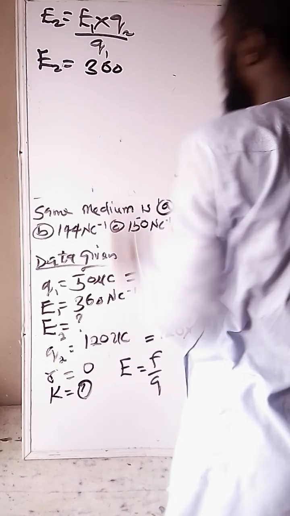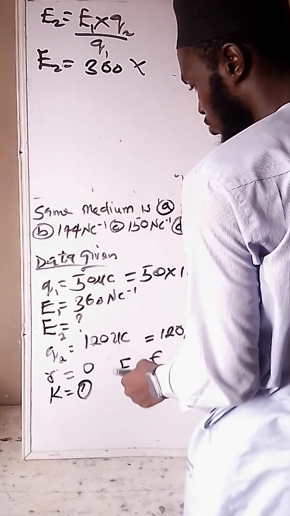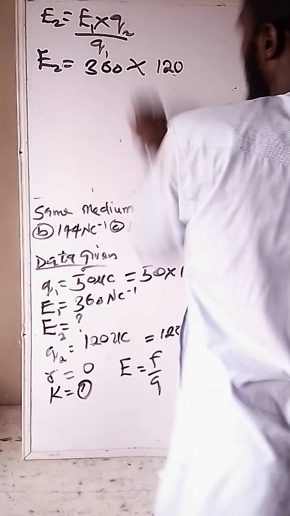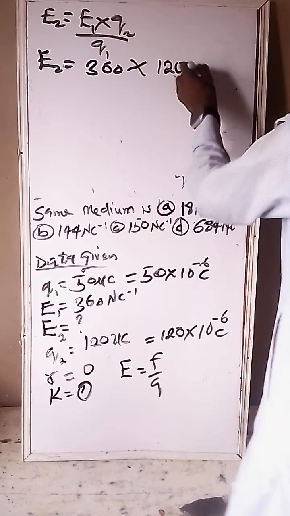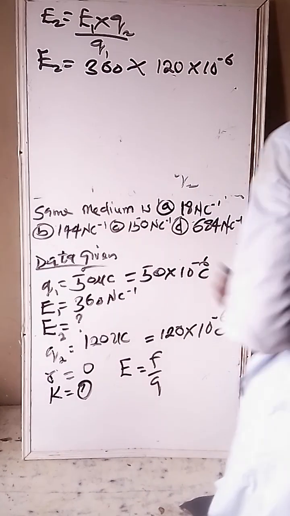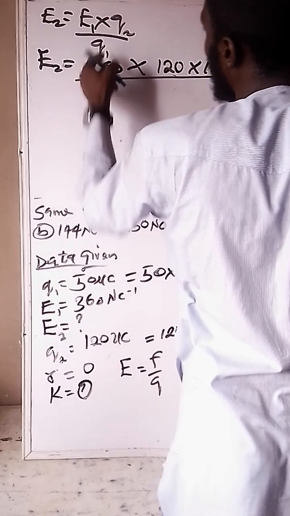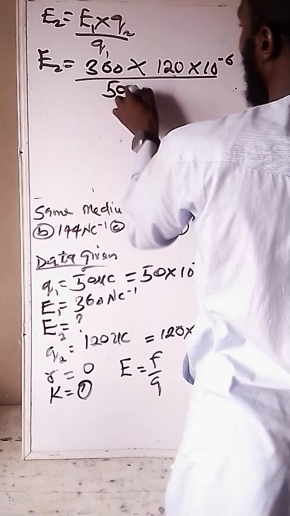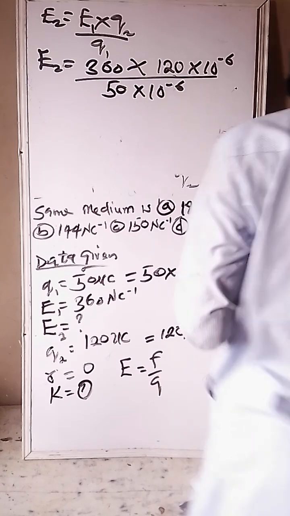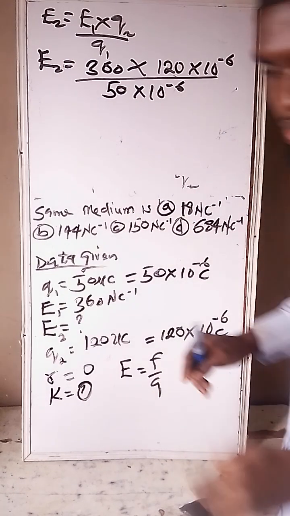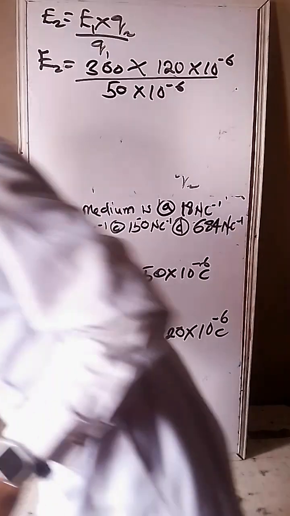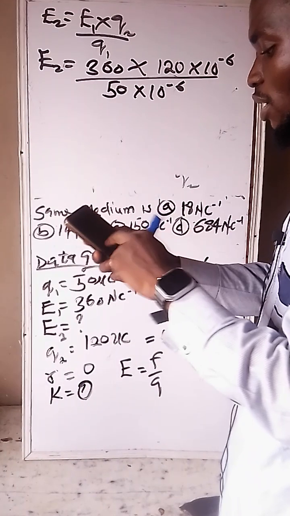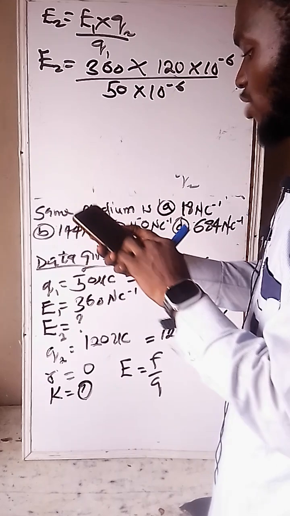360 times, what is our Q2? Our Q2 is 120 times 10 raised to minus 6. I told you that you can't use 120, you have to convert. All upon, what is our Q1? Our Q1 is 50 times 10 raised to minus 6. Are we together? So the next thing is that let's try and find a calculator, and you should compute this and we get the result.